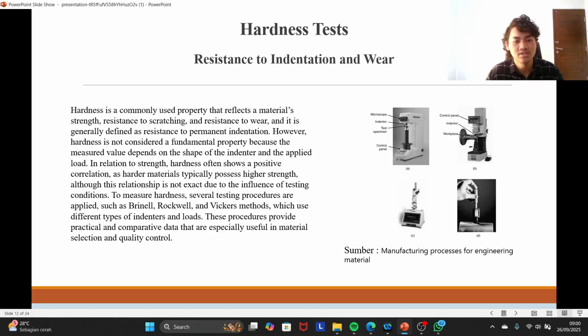Although this relationship is not exact due to the influence of testing conditions, to measure hardness, several testing procedures are applied, such as Brinell, Rockwell, and Vickers methods, which use different types of indenters and loads. These procedures provide practical and comparative data that are especially useful in material selection and quality control.